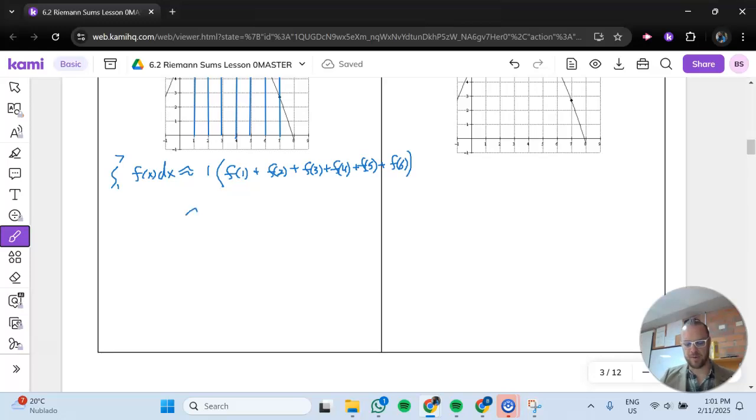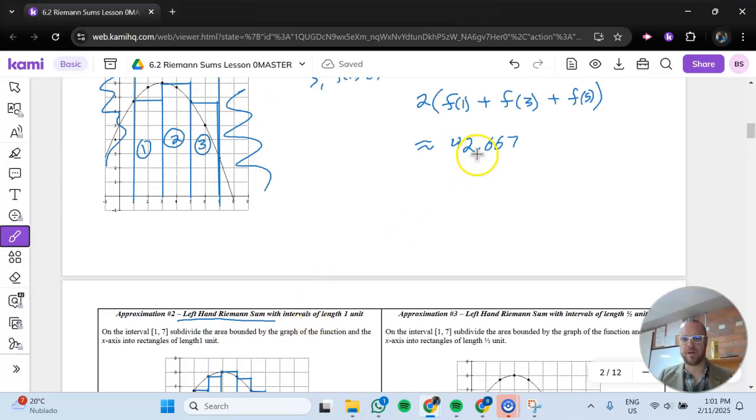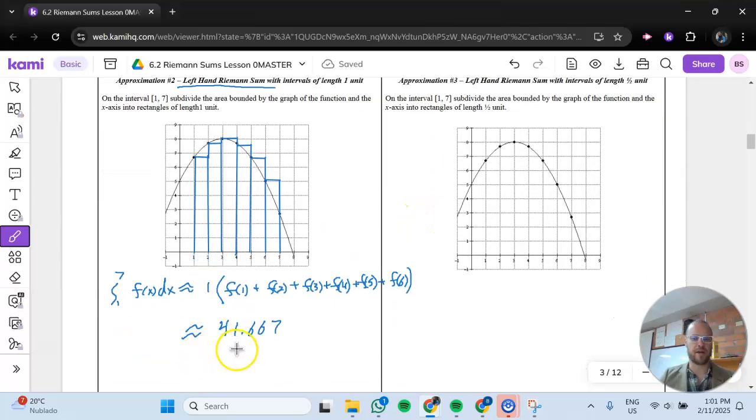So then again, we're going to put all that into our calculator. Go ahead, take a minute, and you'll see that it is 41.667, okay? So that allows you to see that we are a little bit different. We had 42.667, now we have 41.667. And as we can assume, this is probably more accurate. So logically then, if we switch to a rectangle length of 0.5, it will be even more accurate.